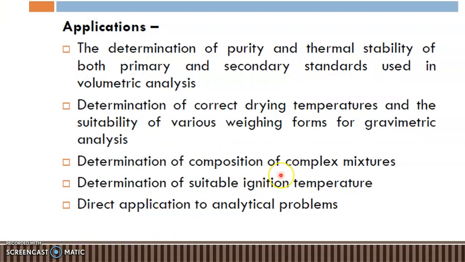Then there are so many applications of thermogravimetric analysis, and the main and important application is in the measurement of purity and thermal stability. So by looking into the graph, we can simply say the decomposition temperature of a particular material, or the temperature at which the material will be thermally stable. Okay, so the most important application of thermogravimetry is thermal stability measurement.